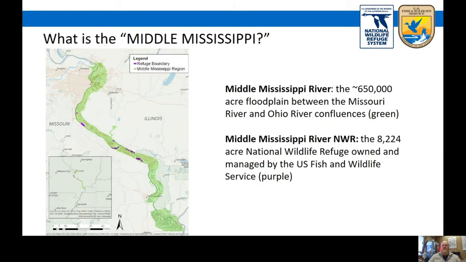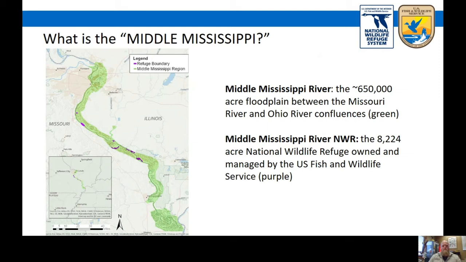Now, you may ask yourself, what is the Middle Mississippi? The Middle Mississippi River is defined as the 650,000 acre floodplain between the Missouri River and the Ohio River confluences. And on the map to your left of the screen, it's shaded in green.